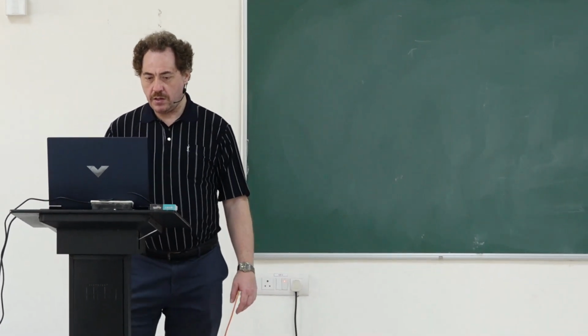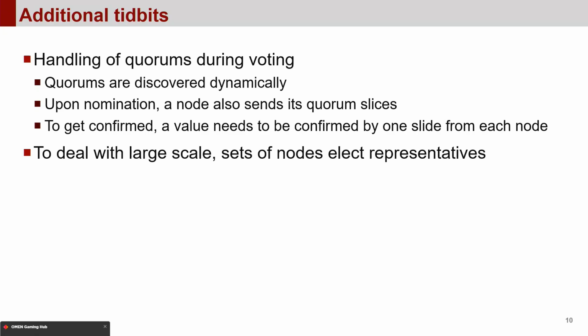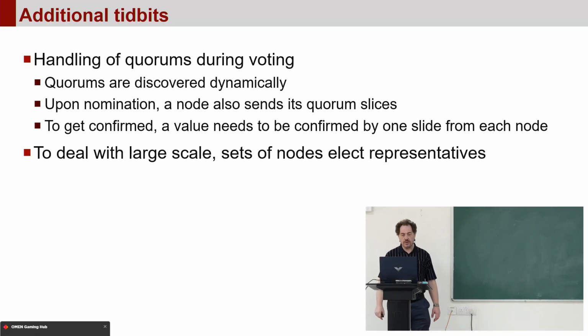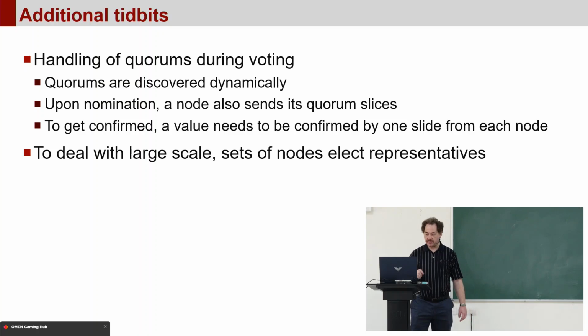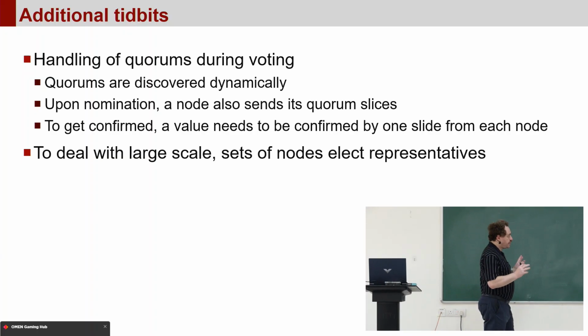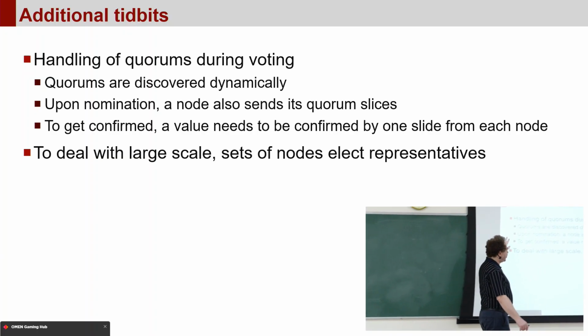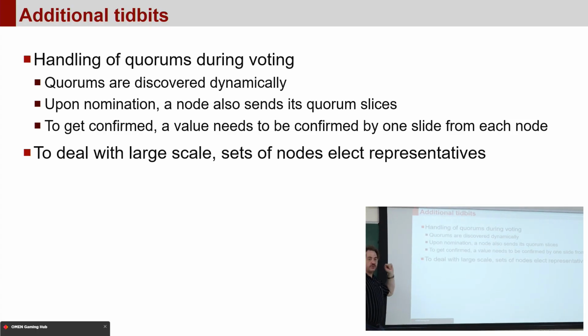There are some interesting additional tidbits about Stellar. So how is a quorum discovered during voting? Upon nominating a value, a node also sends information about its quorum slices. And again, to get confirmed, the value needs to be confirmed by one slice from each node. Sorry for the typo, it's not slide, it's slice from each node. So that's interesting, right? A node sends information about its quorum slice together with the value it votes for.